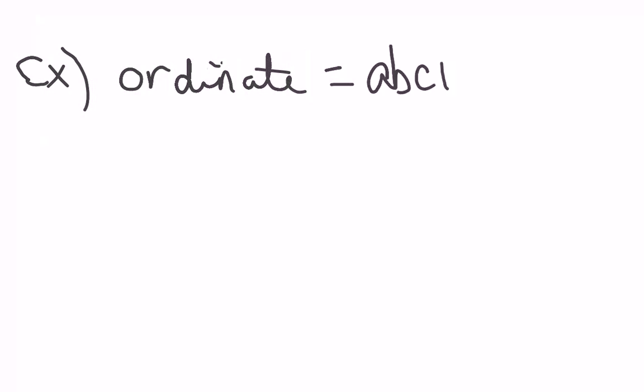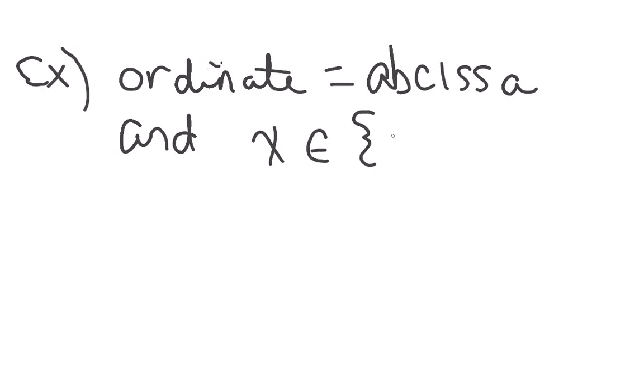Next example. If the ordinate equals the abscissa, so this is some vocabulary. Ordinate equals the abscissa. And they give us some more information. X includes -3, 0, 1, and 2.